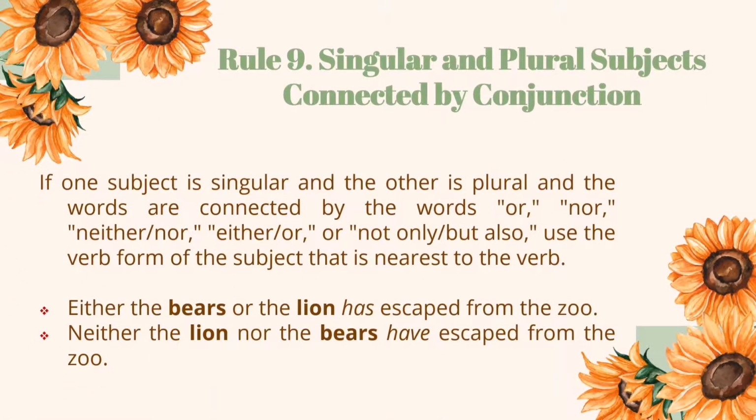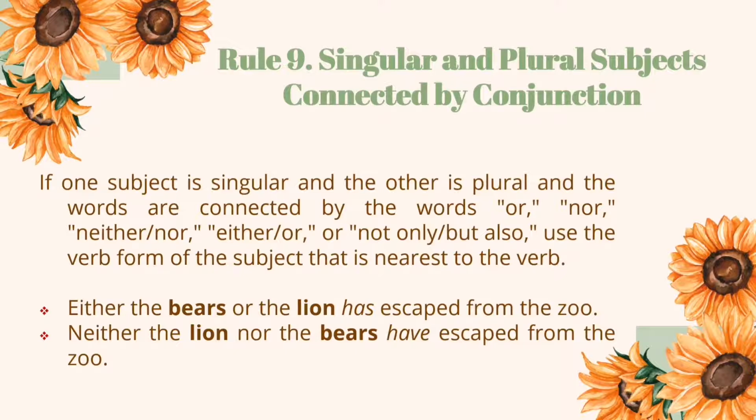Rule number 9, singular and plural subjects connected by conjunction. Wag malilito. Kasi yung sa rule number 8, ang pinagdugtong dun ay pareho. Parehong singular, parehong plural. Paano naman kapag ang pinagdugtong ay isang singular at isang plural subject? If one subject is singular and the other is plural and the words are connected by the words or, nor, neither nor, either or, not only but also, use the verb form of the subject that is nearest to the verb. So we have here, either the bears or the lion has escaped from the zoo.